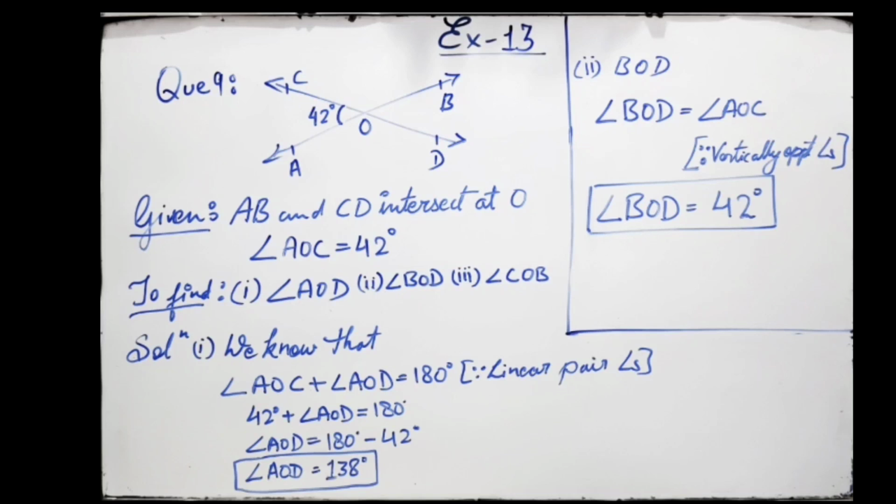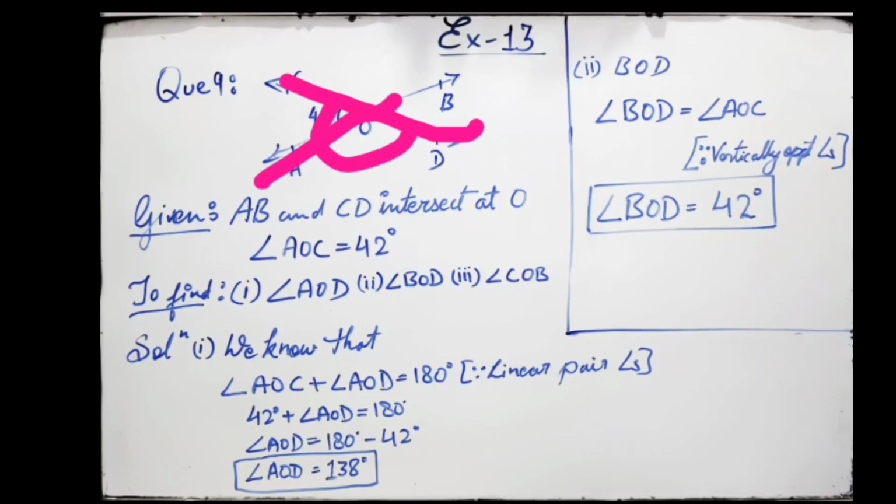So we need to find angle AOD, then BOD, then COB. So we know that angle AOC and angle AOD is equal to 180 degrees because these are linear pair angles. How are these linear pair angles? See, these are adjacent angles and also they are lying on a straight line CD.